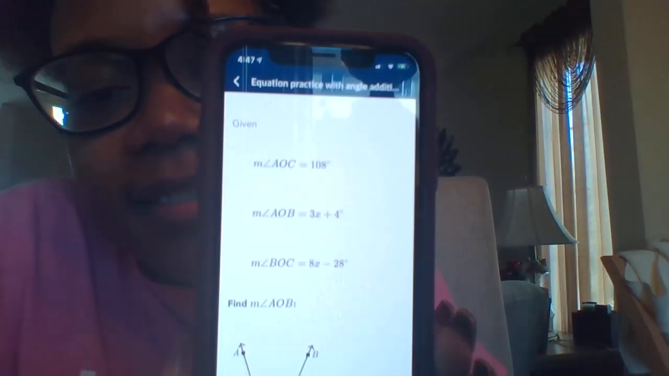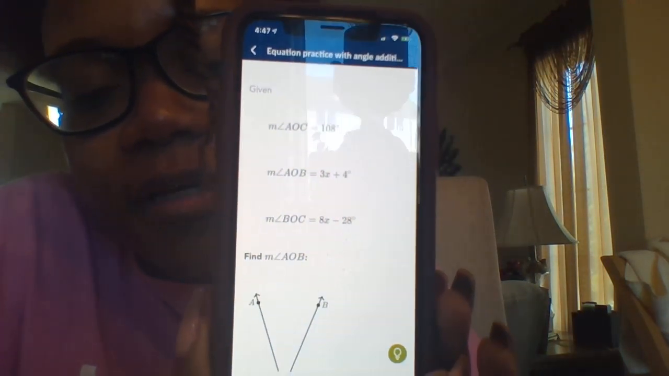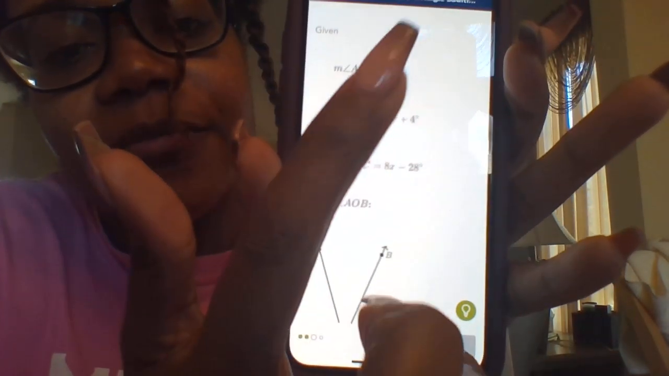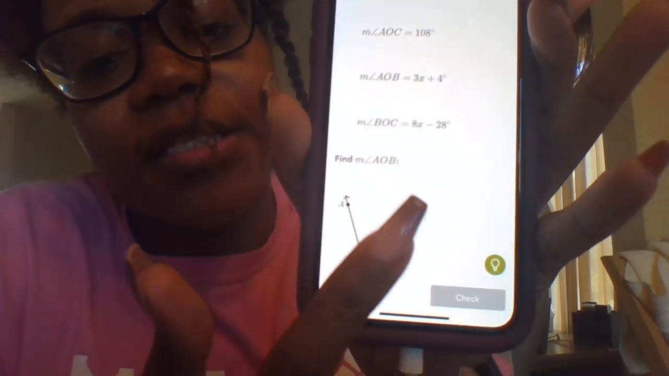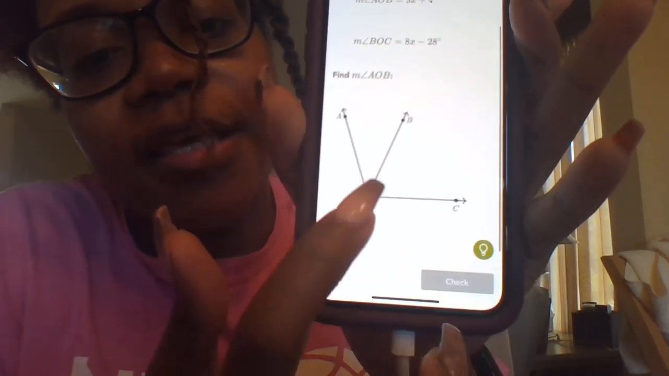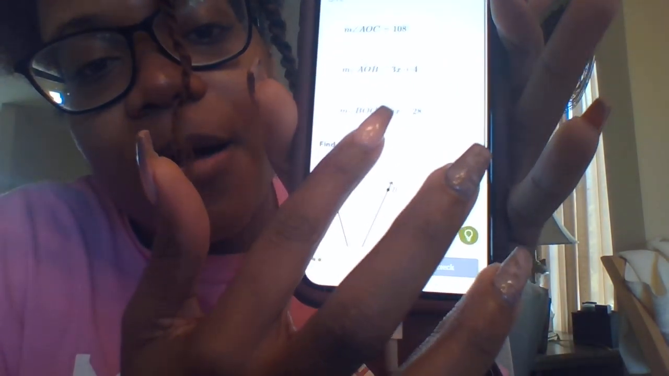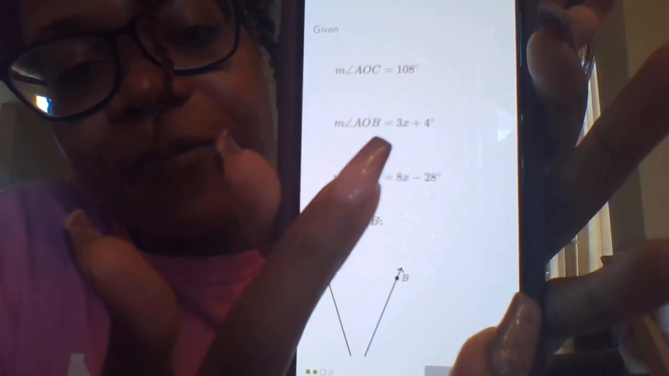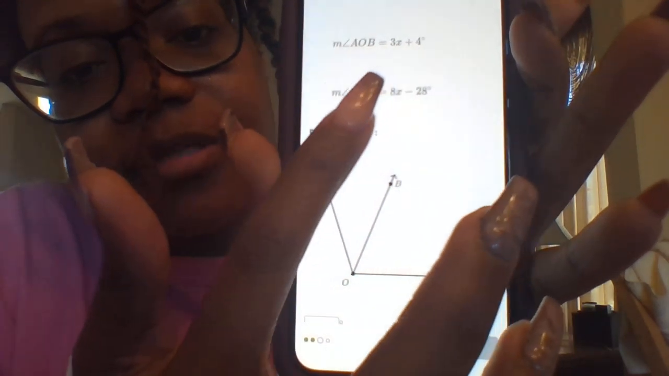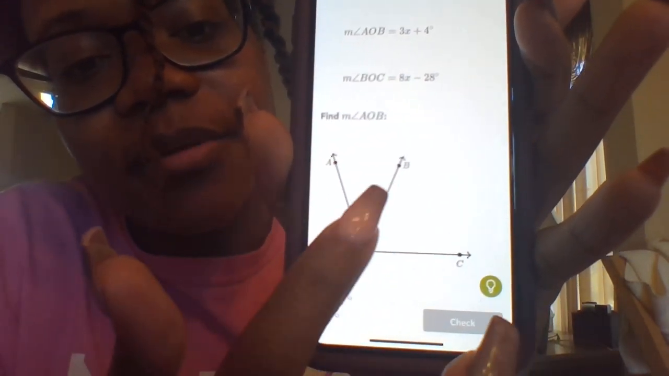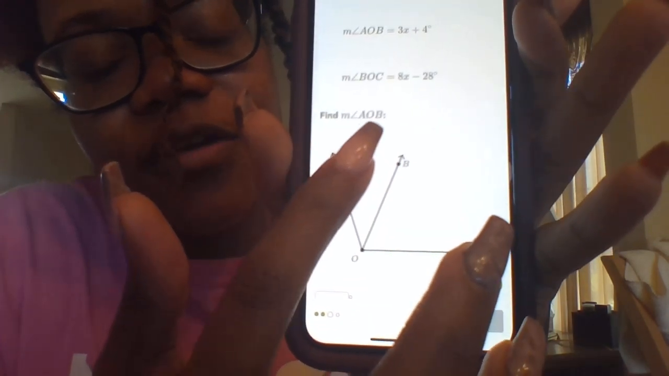This next problem in the set is set up a little bit more similar to the classwork assignment I gave out. So we have the measure of angle AOC, that is this whole thing, is 108 degrees. And they tell us that angle AOB is 3x plus 4, and angle BOC is 8x minus 28, and we're asked to find the measure of angle AOB.